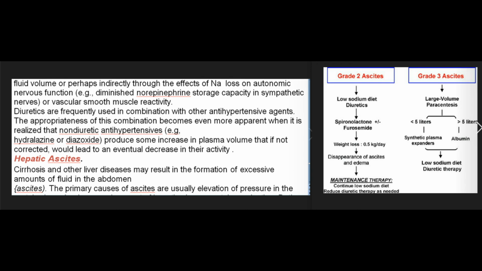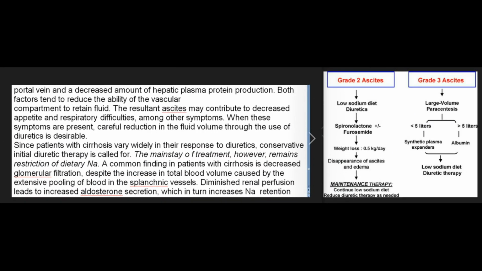Hepatic ascites. Cirrhosis and other liver diseases may result in the formation of excessive amounts of fluid in the abdomen, ascites. The primary causes of ascites are usually elevation of pressure in the portal vein and a decreased amount of hepatic plasma protein production. Both factors tend to reduce the ability of the vascular compartment to retain fluid. The resultant ascites may contribute to decreased appetite and respiratory difficulties, among other symptoms. When these symptoms are present, careful reduction in the fluid volume through the use of diuretics is desirable.